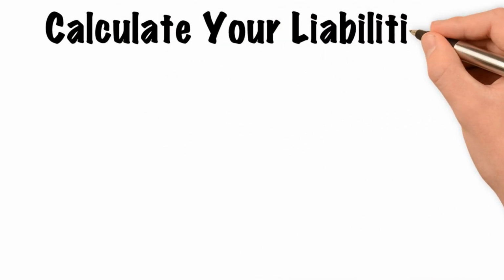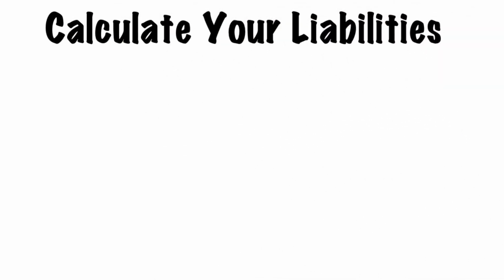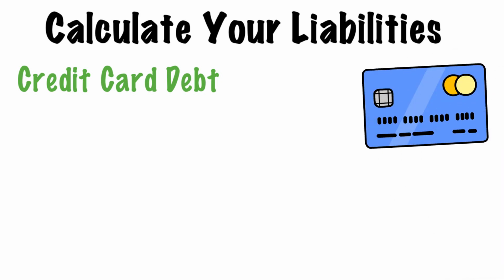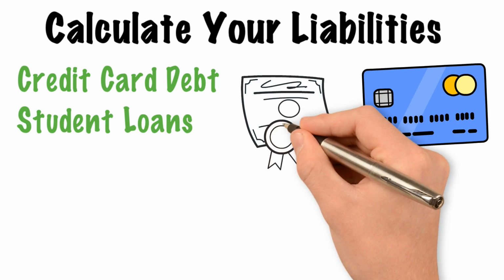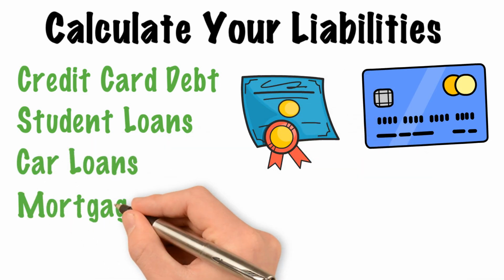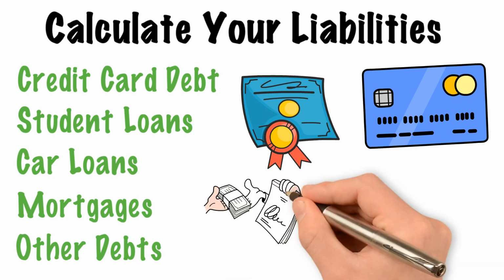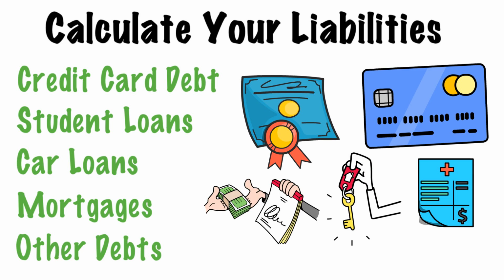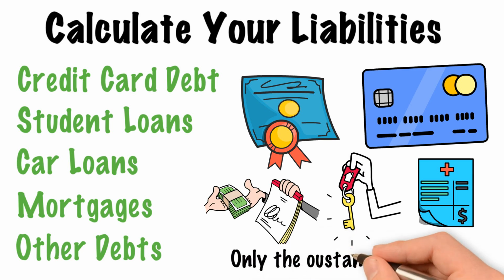Next, we need to calculate your liabilities. So you'll want to list out all of your debts and financial obligations. This will include credit card debt, so any outstanding balances you have on your credit cards, student loans if you have them, car loans, mortgages, and any other debts that you have like personal loans, medical bills, and so on. Now, importantly, as you're taking inventory of these loans, you only need to take the outstanding balance into account, meaning the amount that you still owe on the loan. Once you've got those numbers, go ahead and add them up and you'll have your total liabilities.